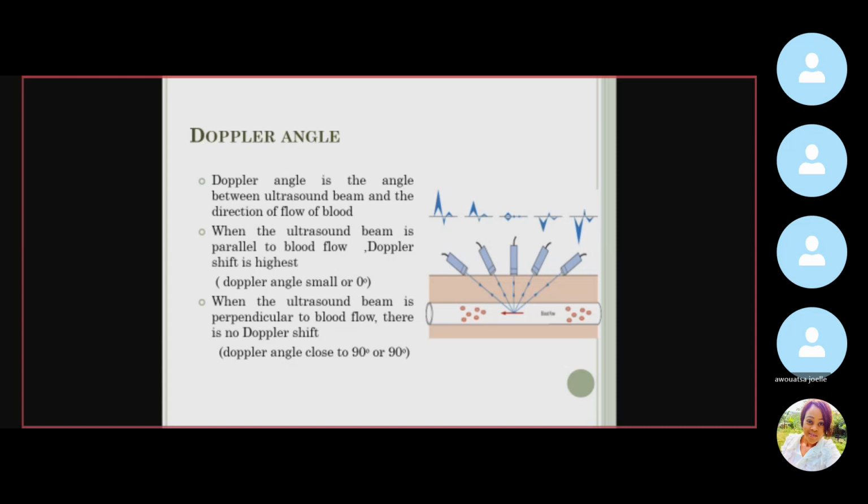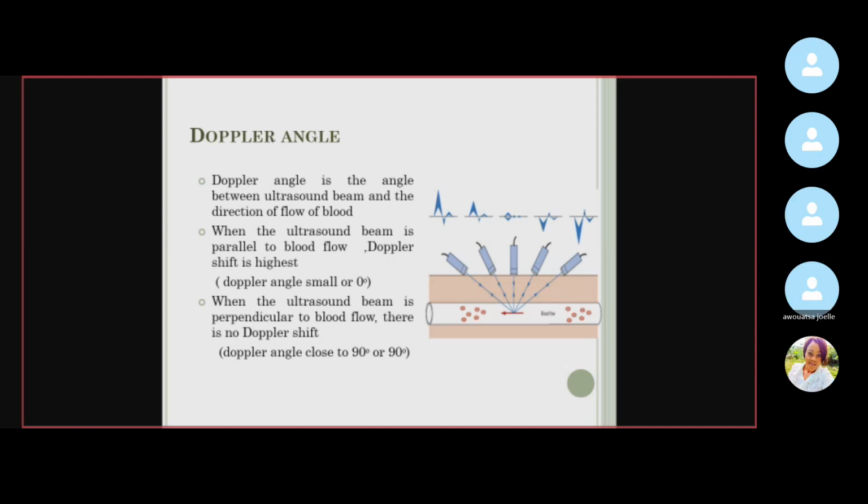Whenever we keep the ultrasound beam parallel to the blood flow, the shift is higher, so we will get a higher signal. The above picture shows the amplitude, that is the signal. Whenever it moves to the left side, where the angle is less, it will have the highest Doppler signal. But as it moves to 90 degrees, we don't have a signal.